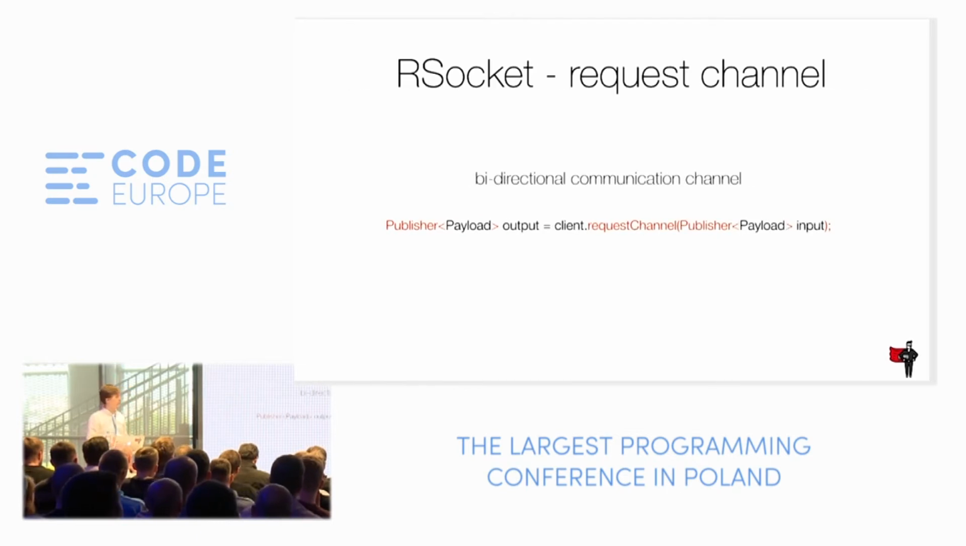And there is an extra one, which is request-channel. So we have both sides of our communication, and one of them initializes the communication, and we can push the messages in a bidirectional way. It's similar to WebSocket. All of these 4 are built into RSocket, and we have them provided by default in RSocket. We don't need to do anything, just use it.